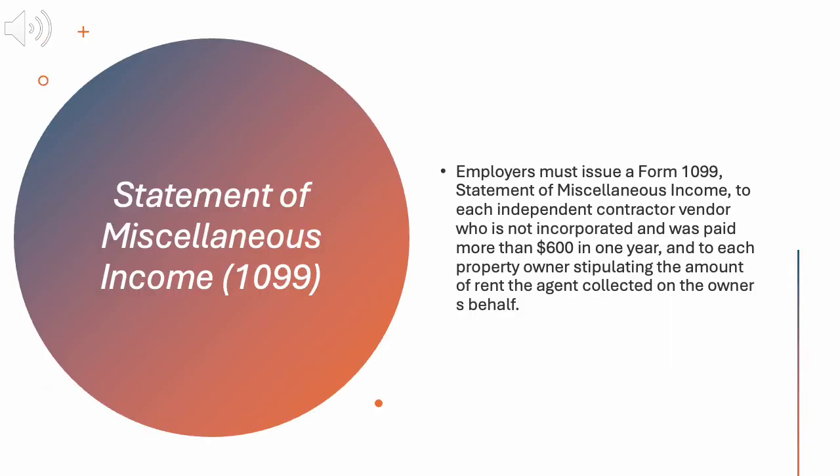Statement of Miscellaneous Income, 1099. Employers must issue a Form 1099, Statement of Miscellaneous Income, to each independent contractor vendor who is not incorporated and was paid more than $600 in 1 year, and to each property owner stipulating the amount of rent the agent collected on the owner's behalf.